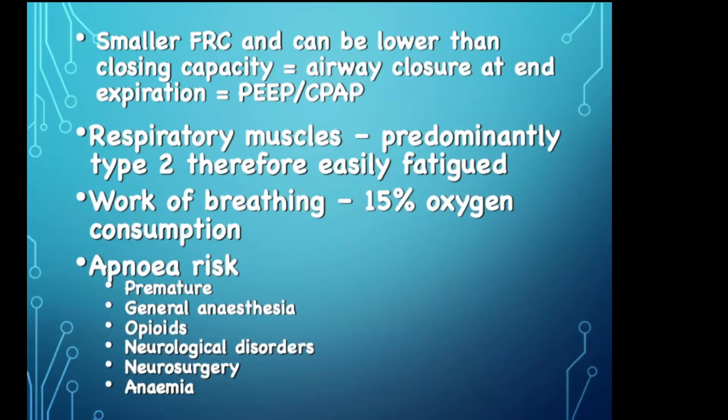So the risk factors are prematurity, the most important risk factor, general anesthesia with the use of opioids, next, neurological disorders, so children with any brain abnormalities, musculoskeletal, muscular dystrophies, neuromuscular junction issues, any child coming for neurosurgery, and then anemia in any infant of any age up until a year. Anemia is an independent, strong risk factor for apnea.